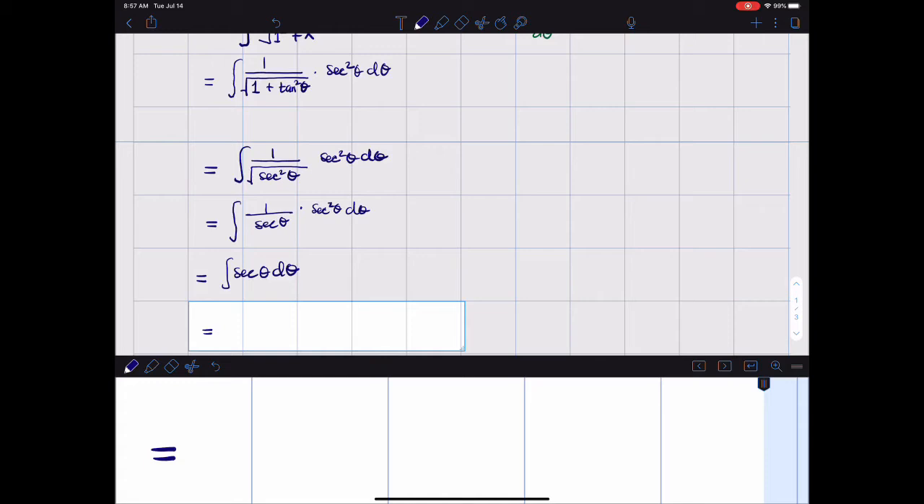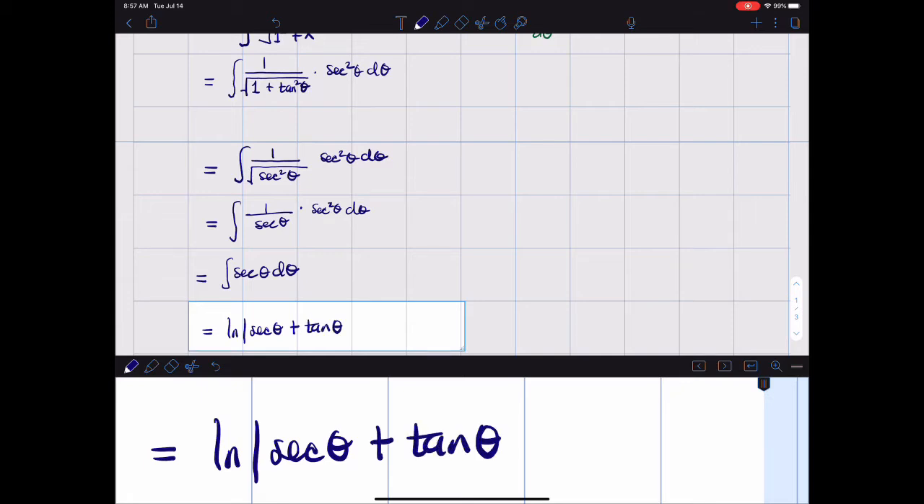So this will give you natural log. Go back to the video, part 2 of trig integrals. We solved the integral of secant of theta, and it's just the natural log of secant of theta plus tangent of theta plus c.